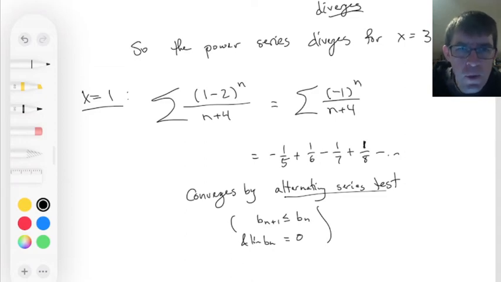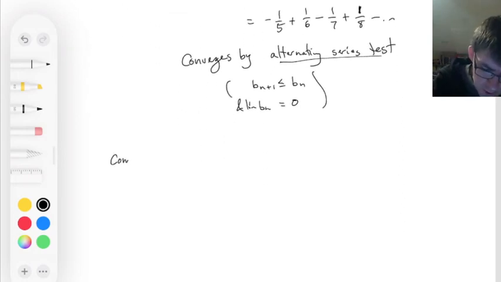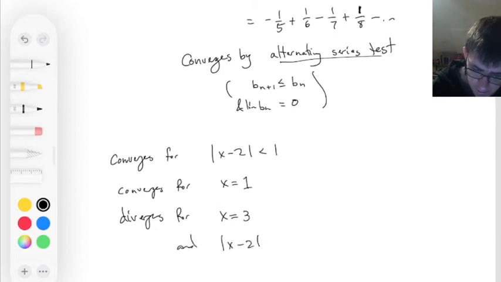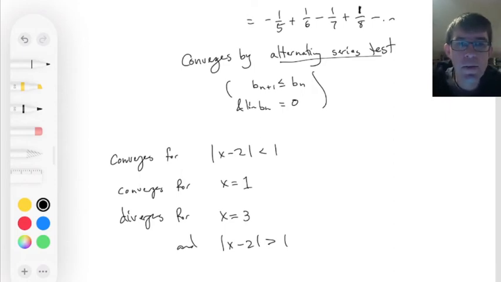Okay, can we now summarize for which values it converges and diverges? All right, let me just refresh our memory. We said it converges for absolute value x minus 2 less than 1. It also converges for x equals 1, this last one we just talked about. It diverges for x equals 3, and also diverges when x minus 2 is greater than 1 in absolute value. All right. And this covers all possibilities for what x could be. For every possible x, we have determined whether it converges or diverges.